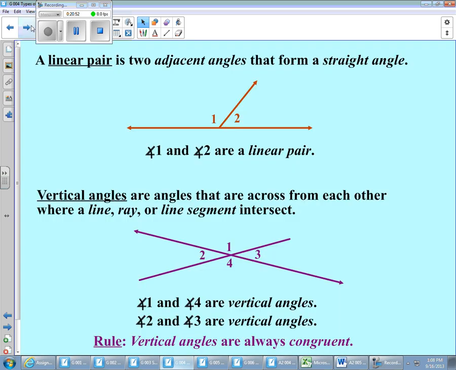Okay, linear pair, also adjacent. They do share a leg, but what makes them a linear pair is what's happening with the other set of legs. In a linear pair, that other set of legs is going to form a straight angle.